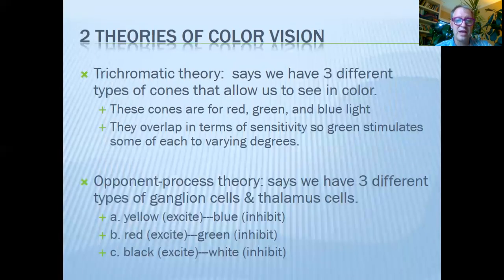We had yellow, that becomes blue. We saw green, that becomes red. We had black, that becomes white. The opponent process helps us understand these after images that we see. And these two theories together help us understand how we see color at all.